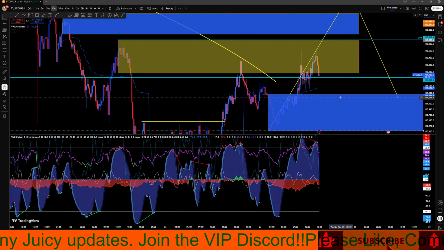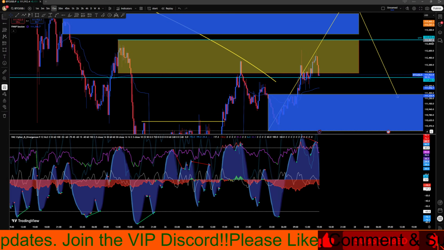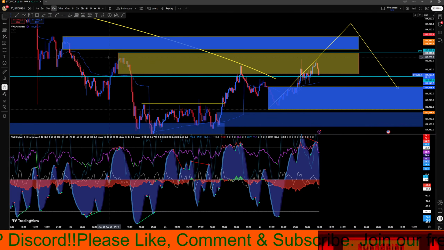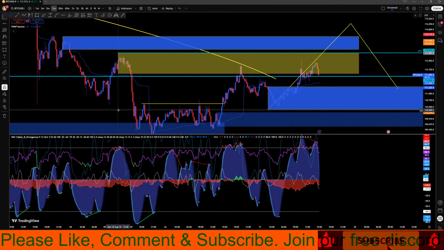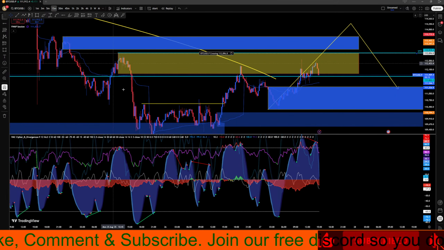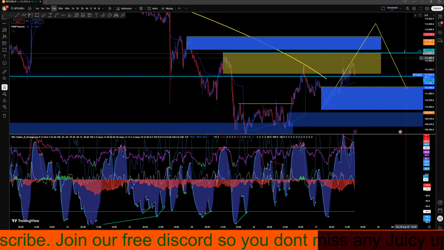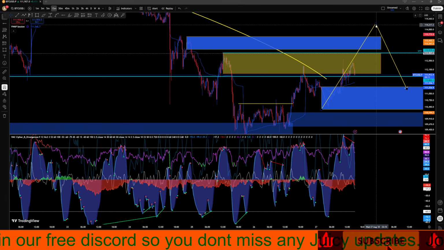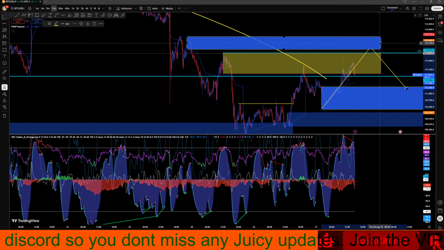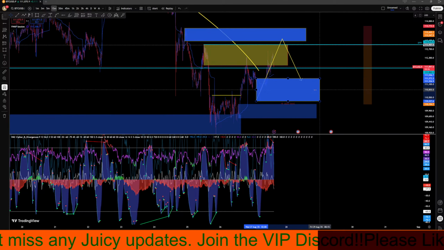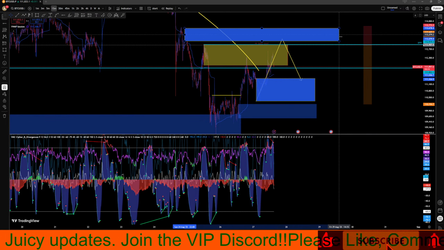So hopefully we could go higher. I'd really like for price to come up and take out the highs, and if we could do that into the zone, then we could short from here, and we could take a short.